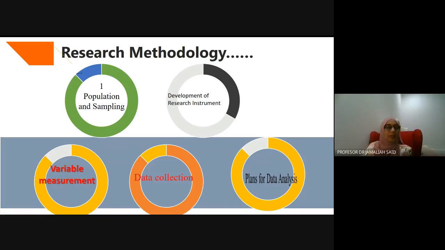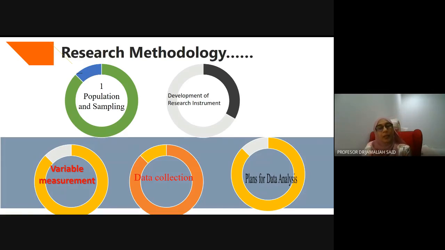Oh yeah, I mentioned just now variable measurement. How do you measure internal control system? Where do you get the measurement from? Who has been using this measurement before? Okay. So if you have 4 variables or 5 variables, you have to explain one by one the measurement for each of the variables.